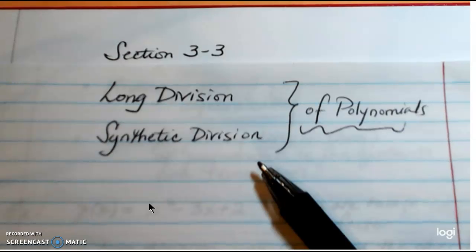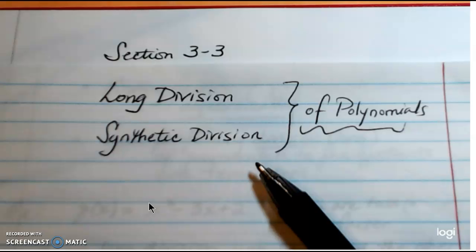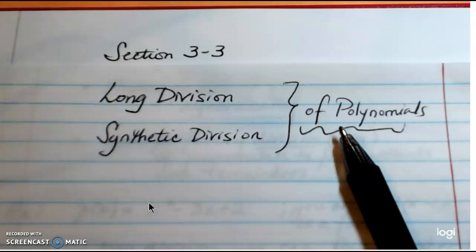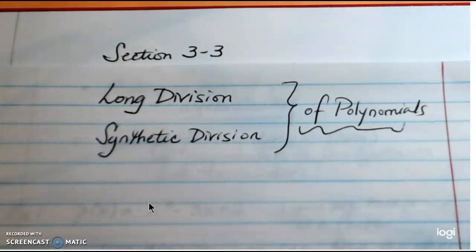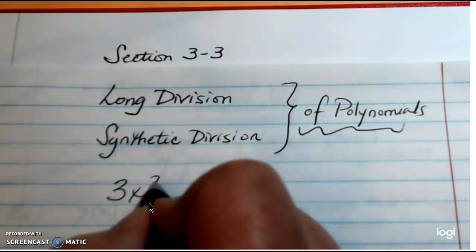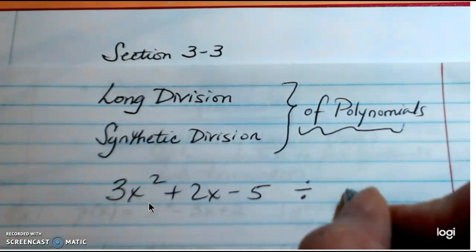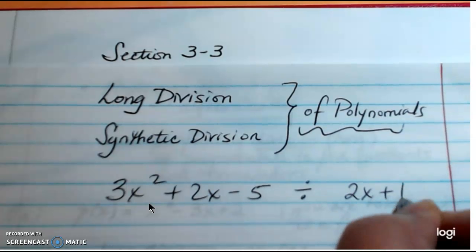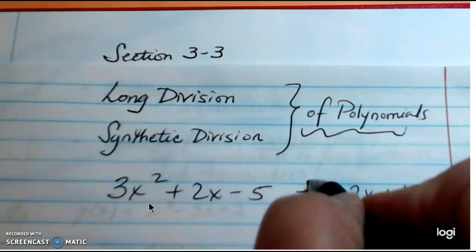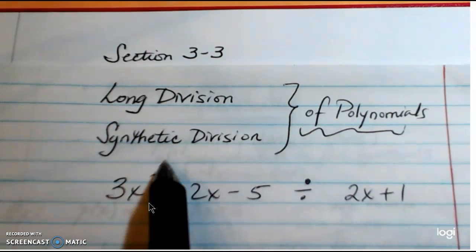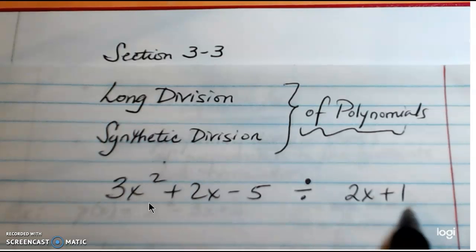This is going to cover section 3.3 of our pre-calculus course, where we learn to complete long division and synthetic division of polynomials. Basically, where you have a polynomial such as this one, and you want to divide it by another polynomial, perhaps this one. We're going to learn how to do that using long division, and we're also going to use shorthand synthetic division for certain types of divisors.